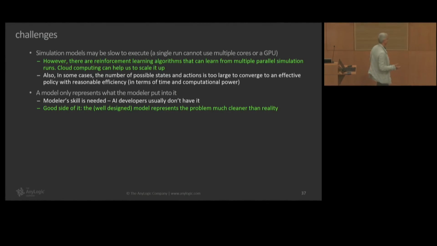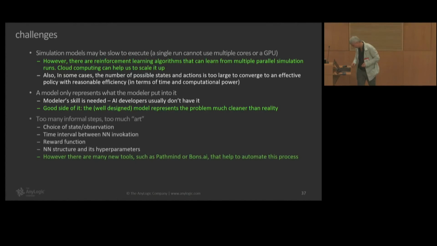Next thing, of course, the model only does what the modeler put into it, right? So if you have a wrong model, then AI trained with the help of this model will also work incorrectly. And by the way, the AI developers know not a lot about simulations. So joint experience and collaboration is needed between AI developers and simulation developers.